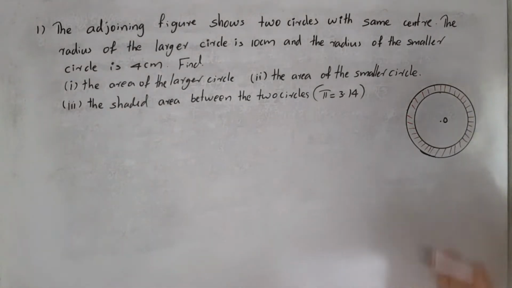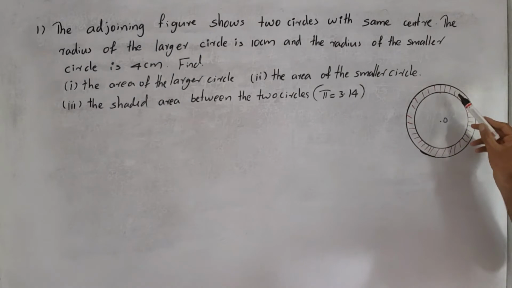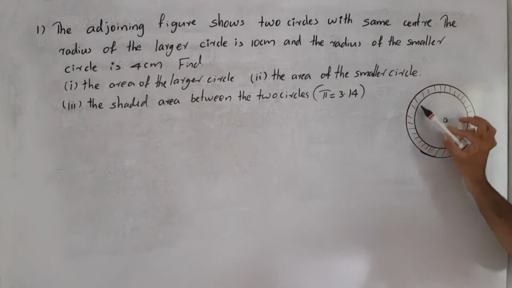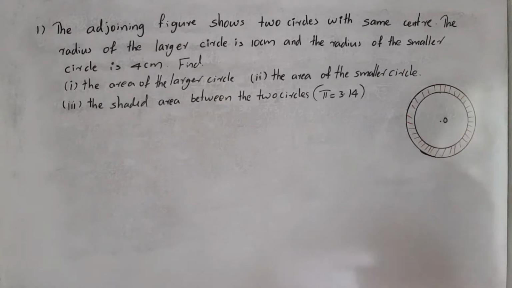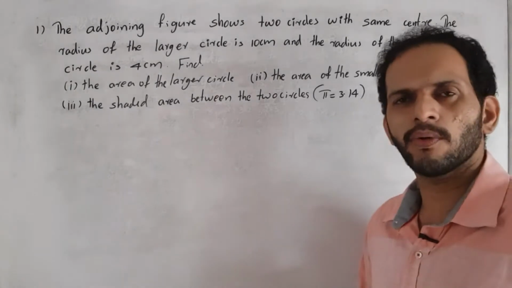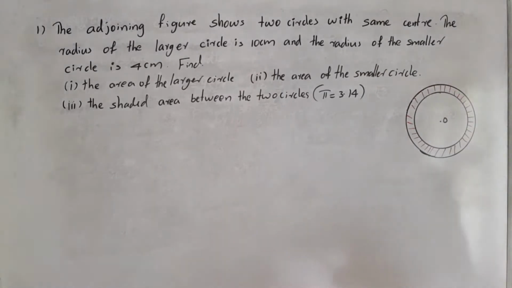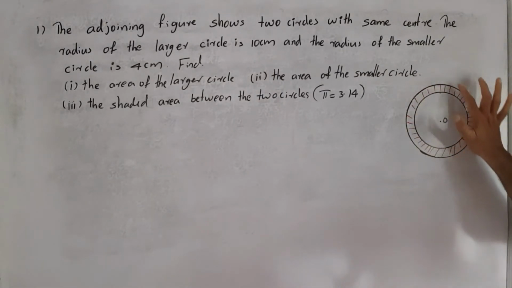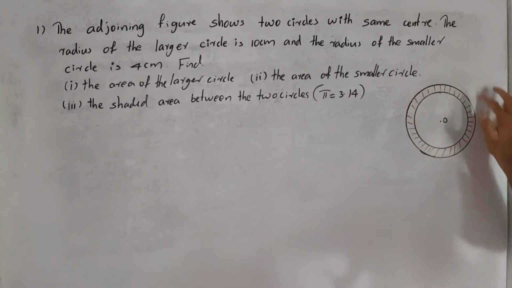Then here is the figure. Here we have two circles. The first one is large and the second one is smaller. And here, what is the question? The first question is the area of the larger circle. Then area of the larger circle means what we want to find? Yes, the area of the larger circle means the place inside the boundary of the larger one.